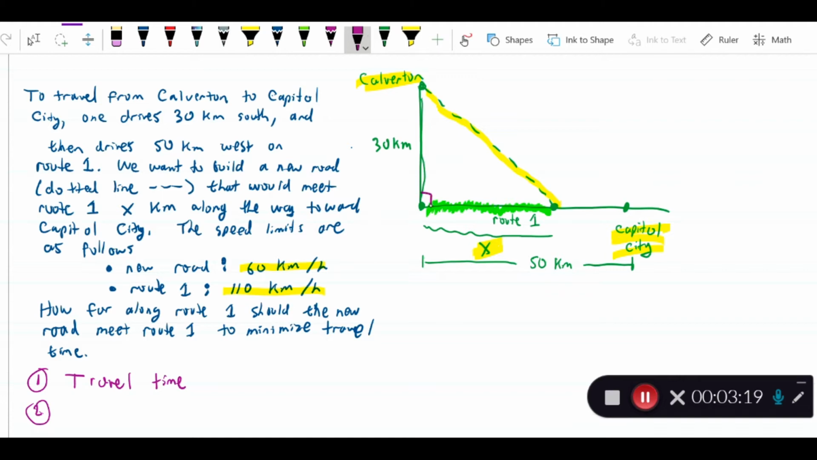Let's observe that this is a right triangle. And so the dotted line is the hypotenuse of a right triangle. And its length is the square root of 30 squared plus x squared. So the distance we're going to travel on the new road is given by this expression. And the distance that we're going to travel here, normally we'd travel 50 kilometers, but if the new road meets at a distance of x from its starting point, then that means that we cut off an amount of x and we're only traveling 50 minus x on Route 1.